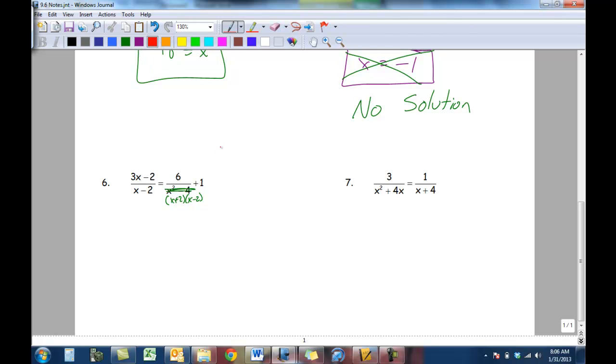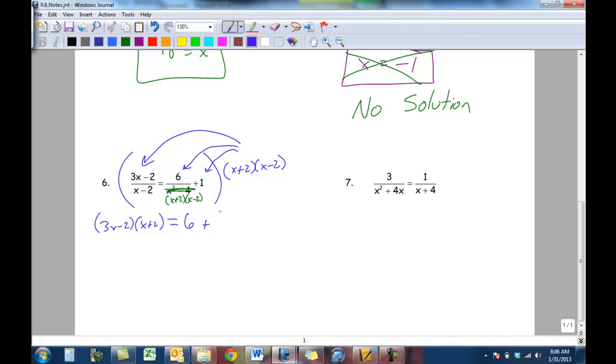So our common denominator here is going to be, I'm going to multiply everything by x plus 2, x minus 2. That's our common denominator. So I multiply this times this, what happens? The x minus 2's cancel, and we're left with 3x minus 2 times x plus 2 equals, when I do this times this one, what happens? The x plus 2 and x minus 2 cancel, and we're left with just a 6. But when I multiply it by the 1, nothing cancels, and we're left with x plus 2, x minus 2.